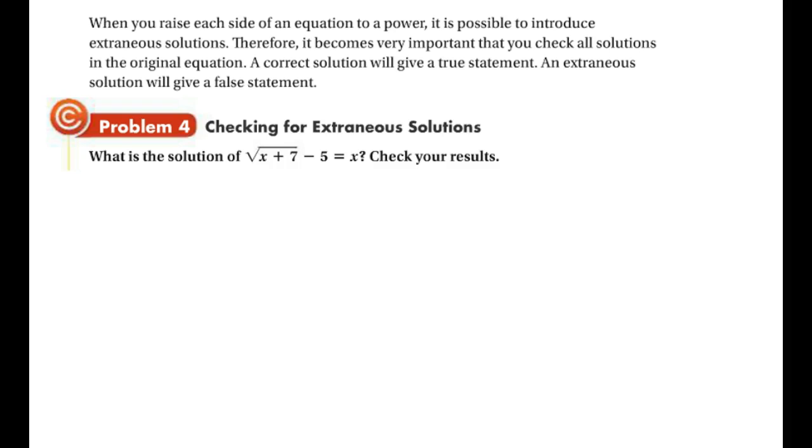In example 4, we need to find the solution of the equation the square root of x plus 7 minus 5 is equal to x, and then we need to check our results. The first thing I notice is that the expression on the left side is not isolated, so I want to move the 5 over by adding. So now I have the square root of x plus 7 is equal to x plus 5.